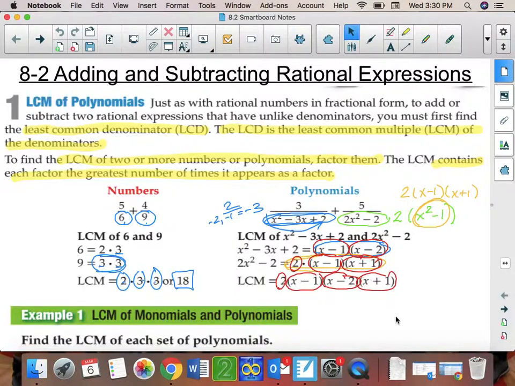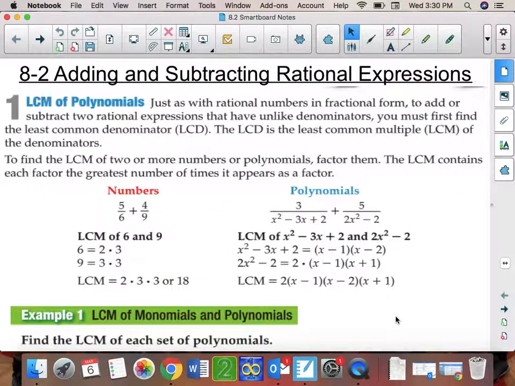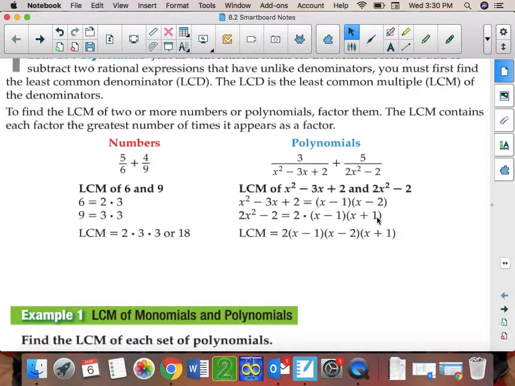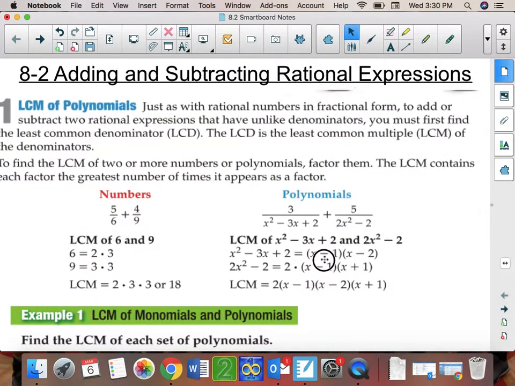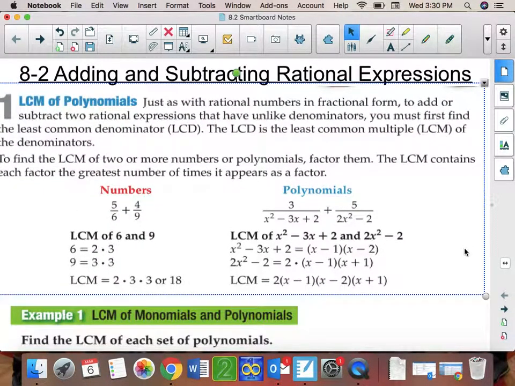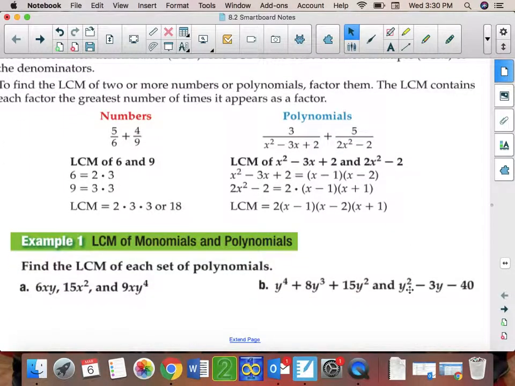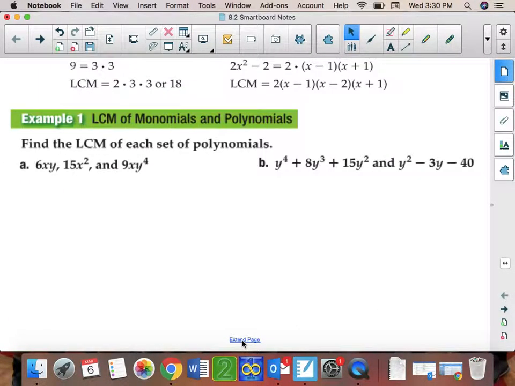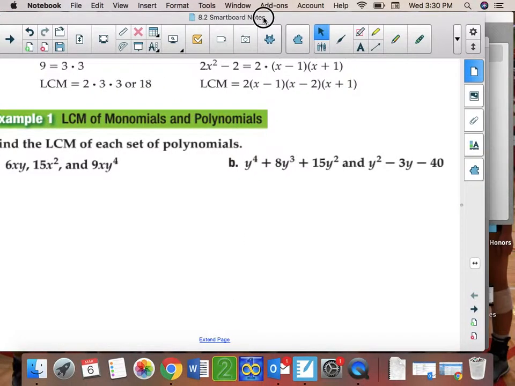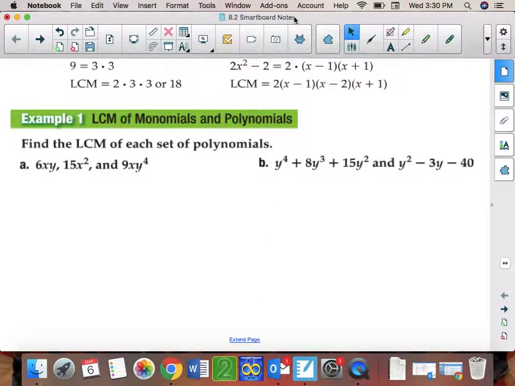Okay, so we're just going to practice in this first example here. Whoops. Let's see. How do I... I can't scroll for some reason. There we go.